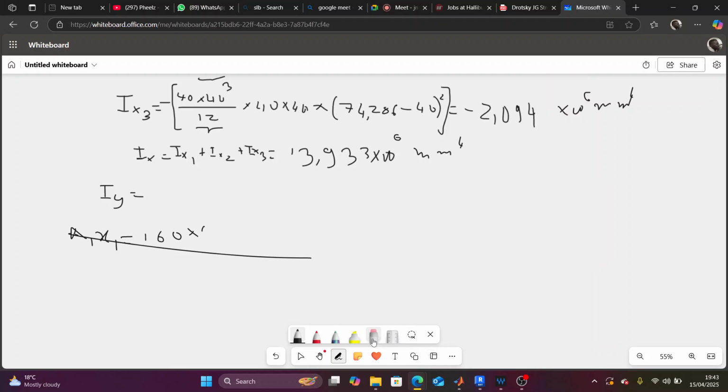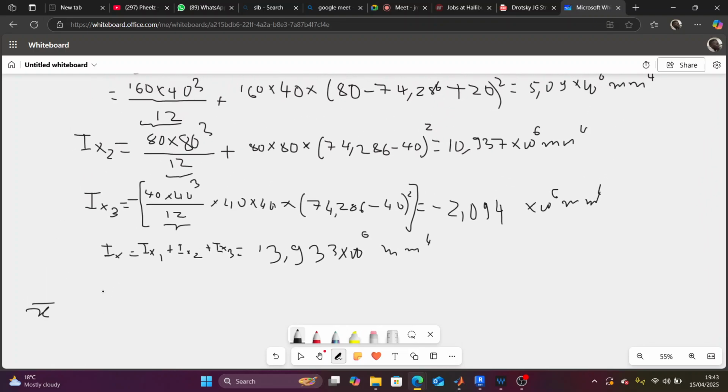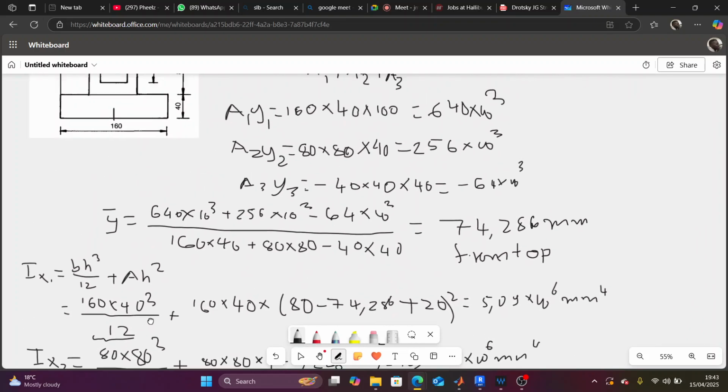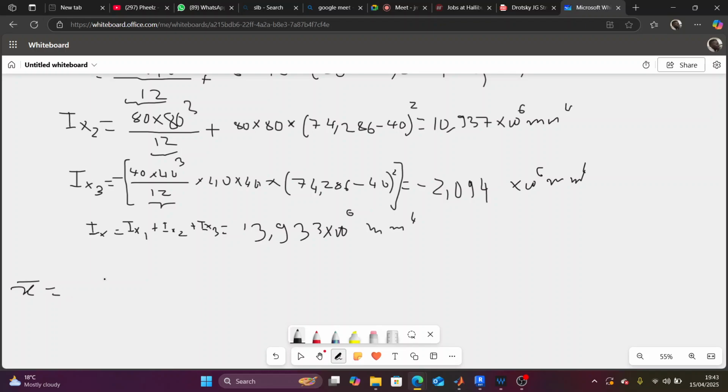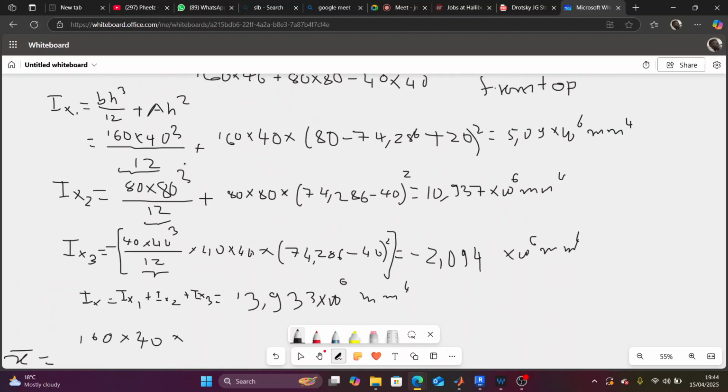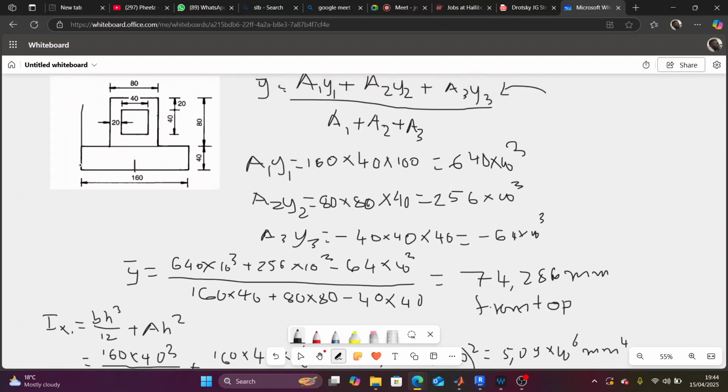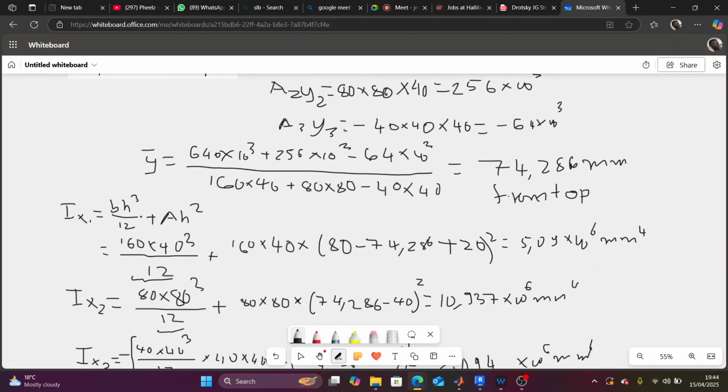Okay, what do we have? We have x bar. What is x bar? A1 x bar, which is 160 times 40, right? Yes. Now, what is that distance? The distance is from here to the middle here. What is 160 divided by 2? It's 80.